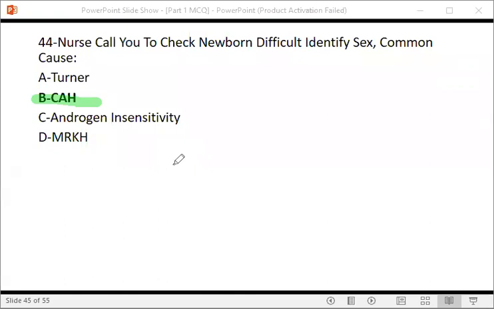In non-classic, it's milder than classic, and androgen excess can cause precocious puberty in either sex. Males are often underdiagnosed and asymptomatic. Okay, let's go to the next.